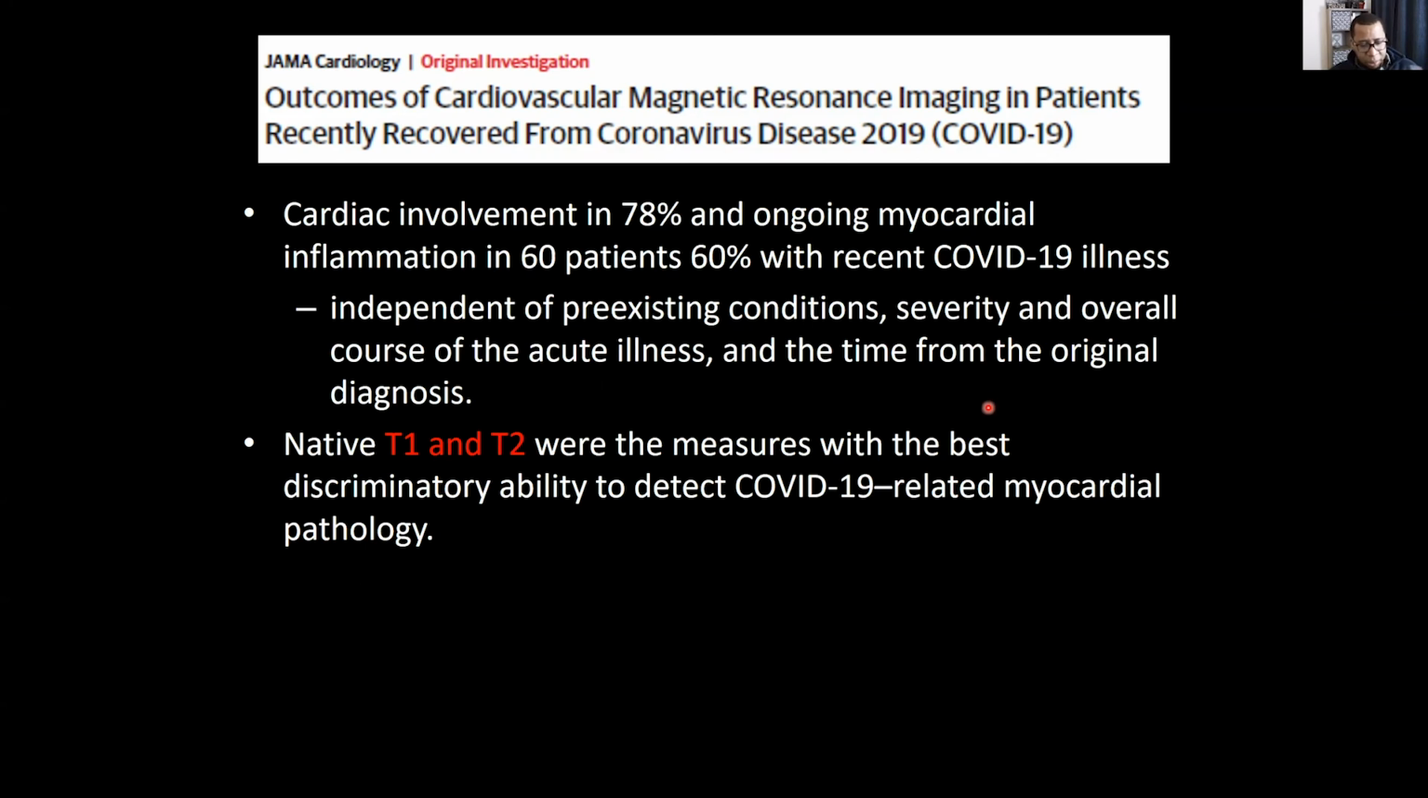So they found even patients who were discharged a week versus 2 weeks later all had this cardiac involvement, which is kind of scary, right? Because they're saying, regardless of severity of your disease, you could have cardiac inflammation. And out of all the cardiac parameters, native T1 and T2 were the best measures that were used to discriminate COVID-19 related myocardial pathology. They also found things like scarring and pericardial inflammation, but really native T1 and T2 markers were the best measures.